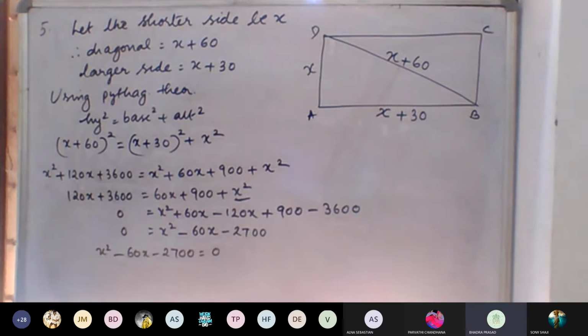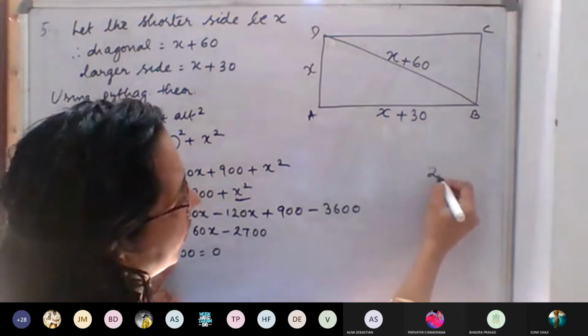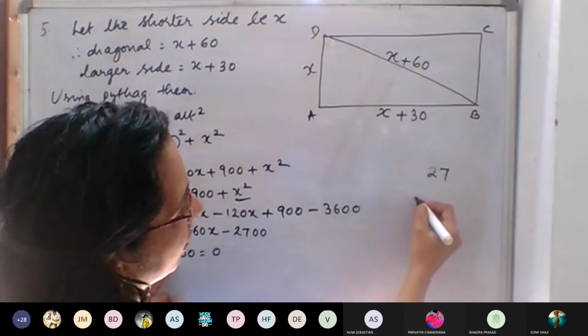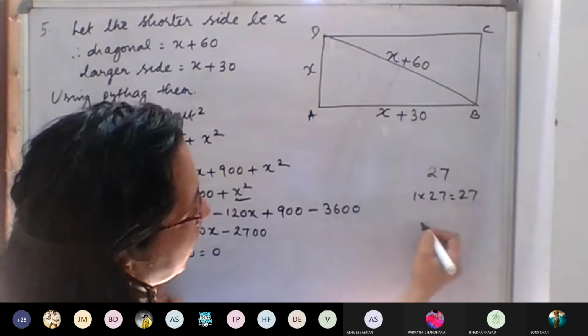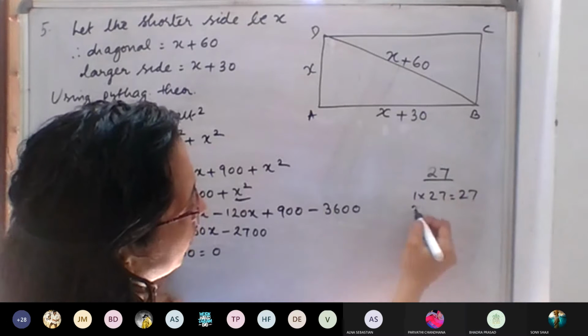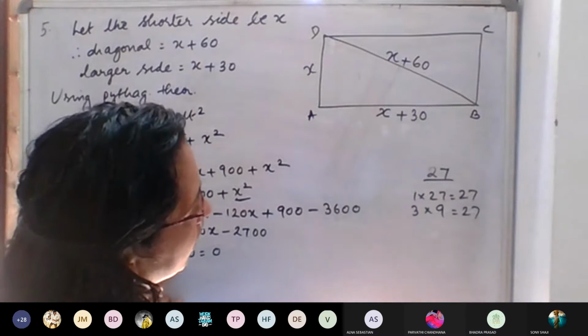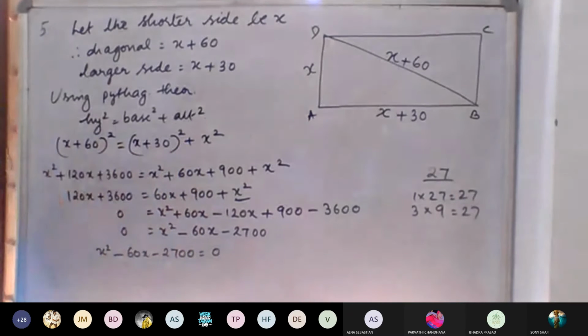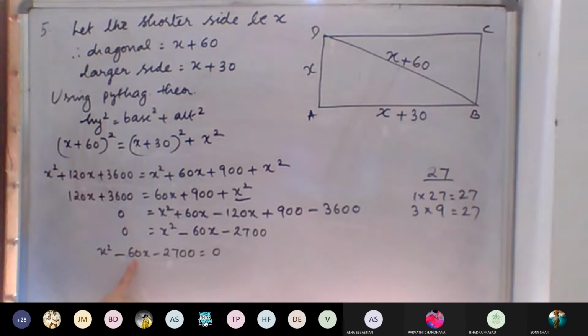Minus 27 and 6. How will we get 27? How many ways? 1 into 27 is 27. Any other ways? 2 is not possible. 3 into 9 is 27. Any other? 27 minus 1 or 27 plus 1 won't give this 6. So check whether 9 and 3 have any connection to get a 6.